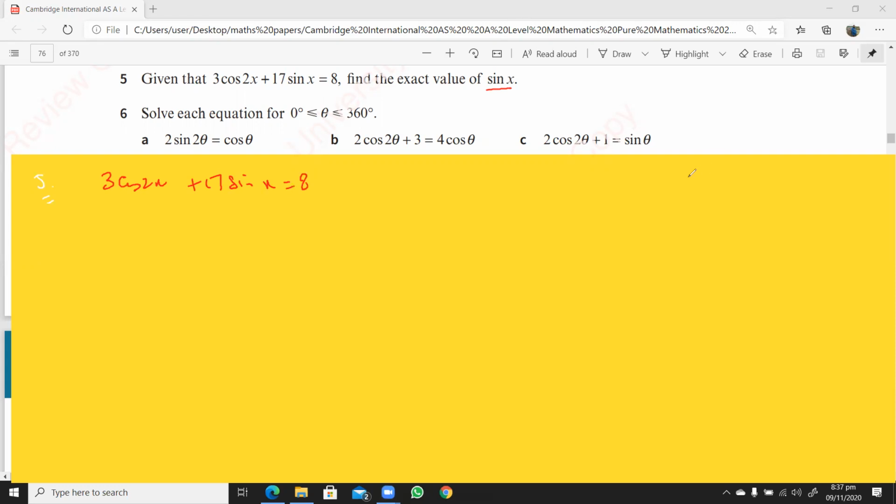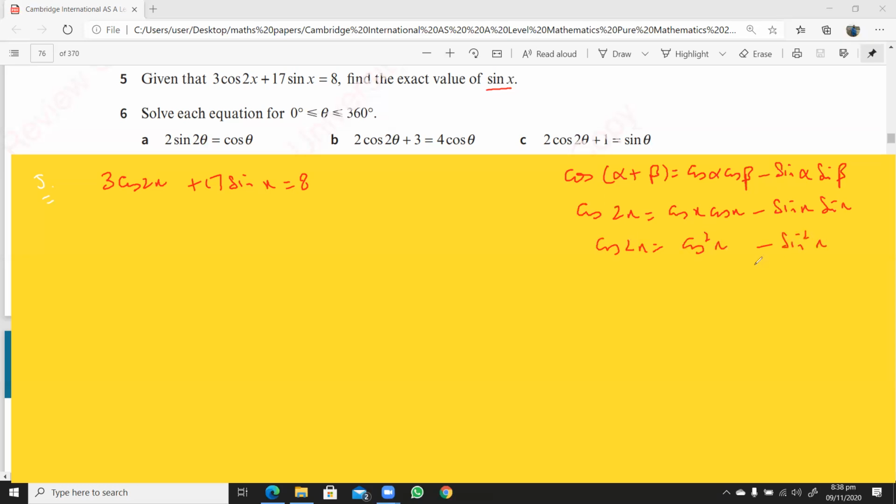Now this cos 2x formula is very important, okay? This starts from cos of alpha plus beta, that is cos alpha cos beta minus sine alpha sine beta. So now if both alpha and beta are x, then you have the formula for cos 2x, okay? That becomes cos x cos x minus sine x sine x.